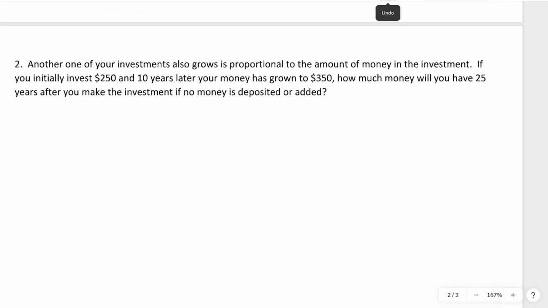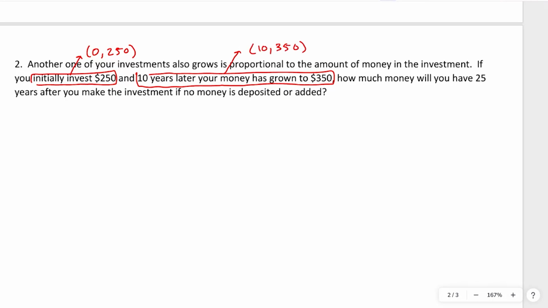All right, so another one of your investments also grows proportionally to the money in the investment. It says you initially invest $250. So we have an implied coordinate here, 0, 250. 10 years later, the money has grown to $350. The question here is, how much money will you have in 25 years, assuming you don't add any extra money? Just let the money grow.